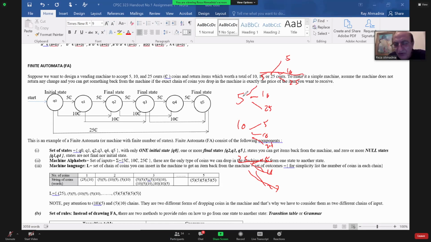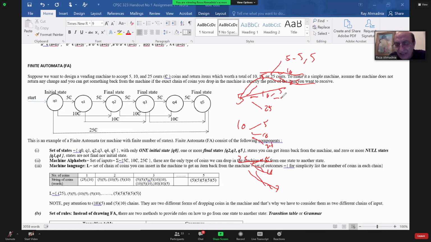5, 5, 25 is more than enough. That is not good. So the only word of 5 I can get from this group is 5, 5, and then 5 here. Is 5, 10, and 5 good? 5, 10, and 5, the total is 20. I end up here. That is not good.